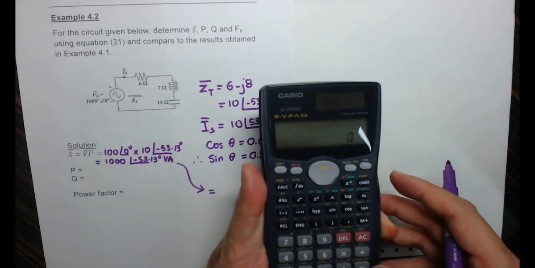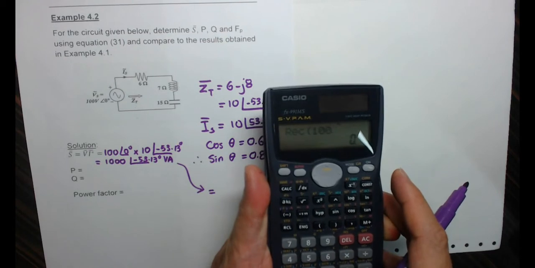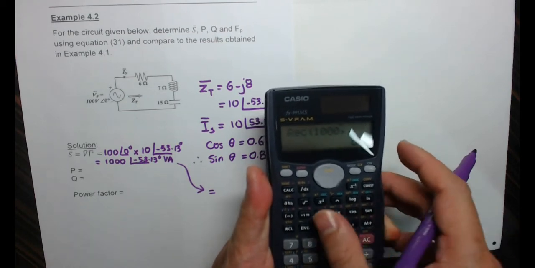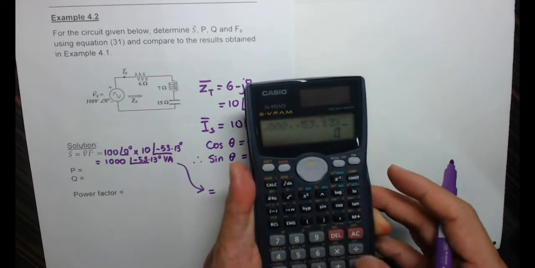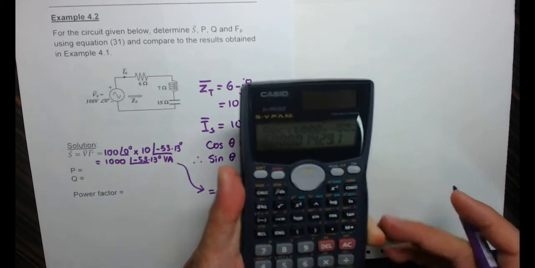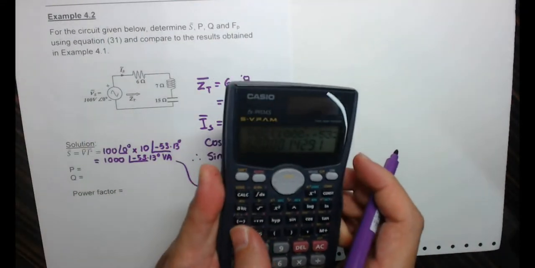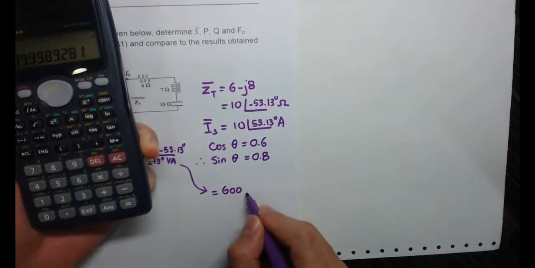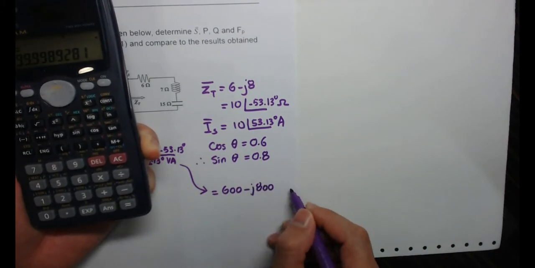Shift rectangle, 1000 angle minus 53.13. That gives me 600 minus j800 VA.